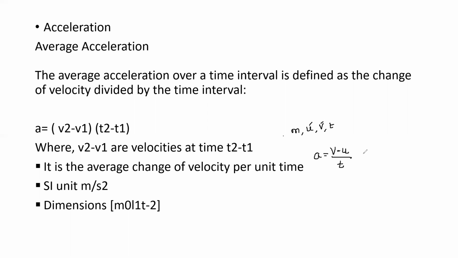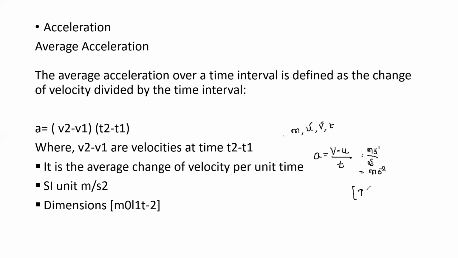So let us see the unit of this acceleration. How do we write for velocity? Velocity we write as meter per second, divided by time, written as second. Therefore, this is nothing but meter per second square. That is the unit of acceleration. The unit of acceleration is given by meter per second square.